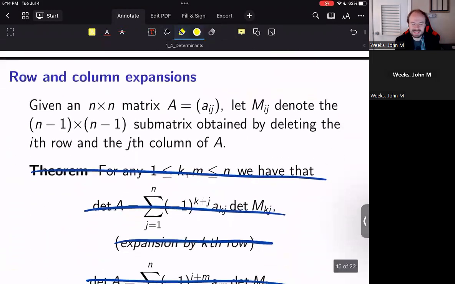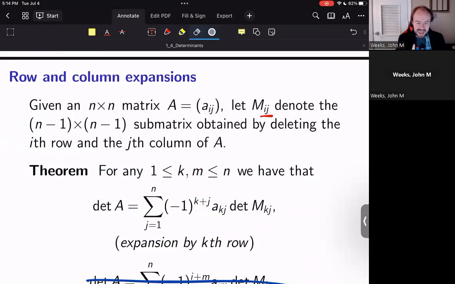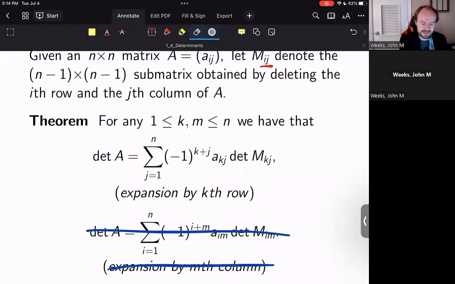What we do is we say, okay, take an n by n matrix, and let Mij denote the n-1 by n-1 submatrix that deletes the ith row and jth column of A. So here we are specifying an i and a j that we are about to delete. This Mij now has 1 fewer row and 1 fewer column. It is an n-1 by n-1 submatrix. So here's the theorem. For any k and m inside of 1 through n, whenever I take this determinant, I can do an expansion of it by the kth row. And what that's going to mean is that I'm going to consider each of the following things.